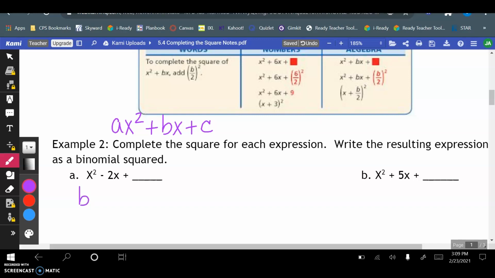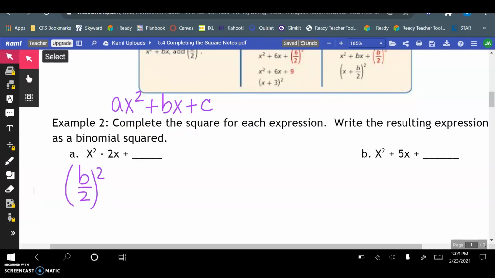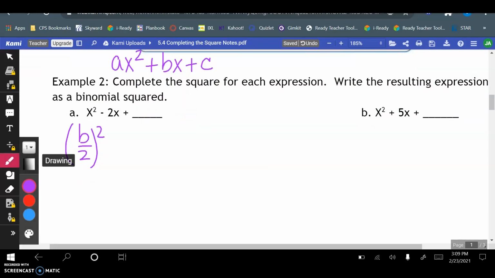So here, if I have to do b over 2 squared, b is the negative 2 there. So negative 2 over 2, and we have to square that. So negative 2 divided by 2 would be negative 1, and negative 1 squared would be 1. So completing the square there, we would add 1 to it.